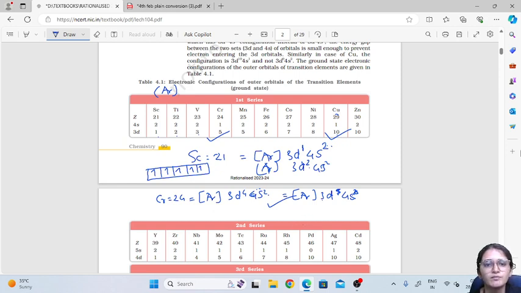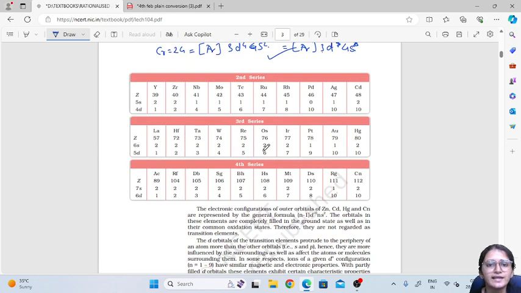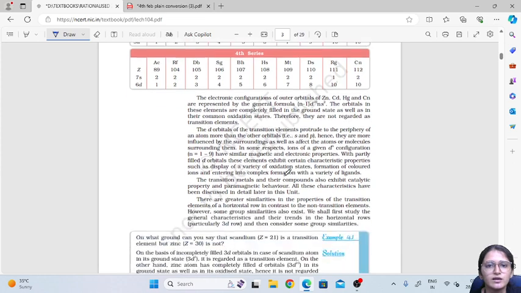So this is about the configuration, which is very important in this chapter, and based on this there are so many questions which are asked. Based on this concept, they also ask configurations of any element. You should understand that chromium and copper have different configurations. Then for the second, third, fourth series, you just need to know some points. Configurations are not that important here.